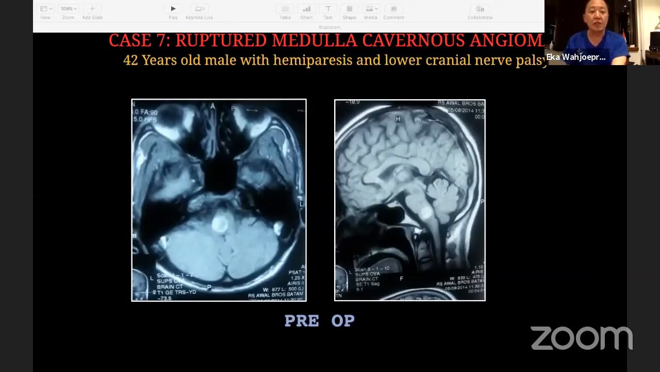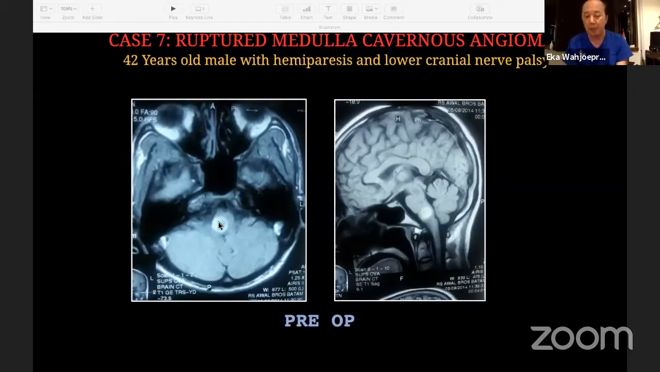So this is a 40-year-old male with hemiparesis and lower cranial palsy. Again, the mass is in the medulla. The medulla is completely different from the approach in the pons. We know that the medulla is maybe about one-third smaller than the pons. And the medulla has many nuclei, lower cranial nerves, all there. So manipulating the medulla will cause a more severe deficit.